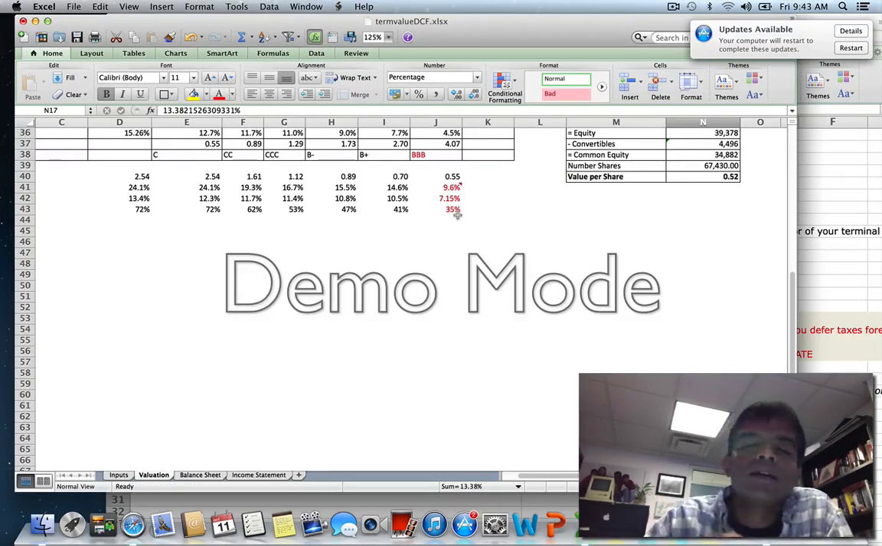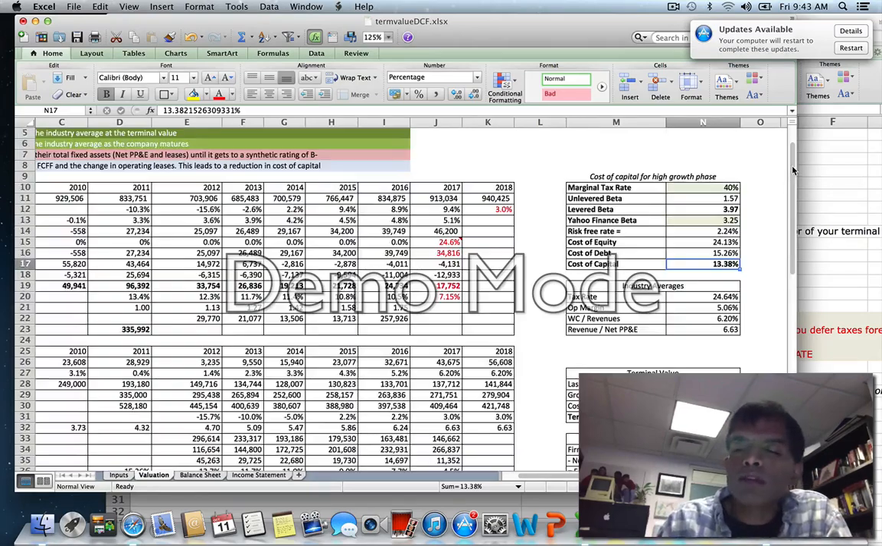In other words, he's saying something very reasonable. If I'm making this company into a stable company, I have to do it with numbers that a stable company can carry. You can't have a stable company with a C rating and a debt ratio of 250%. So he's actually gone by the book to come up with a cost of capital of 7.15%.